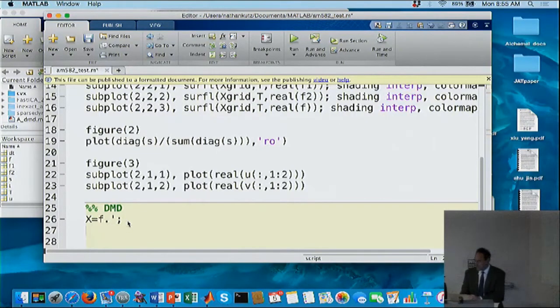So remember the DMD algorithm breaks this matrix up into two pieces. The first piece, X1, is going to be the first set of 1 to n minus 1 columns. X2 is going to be the second to end.